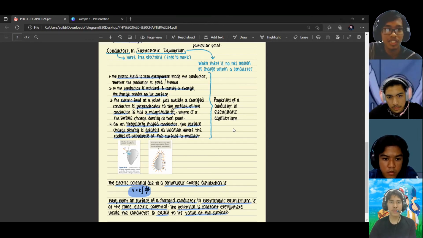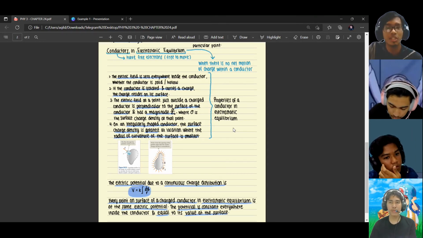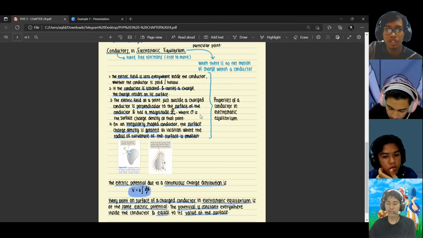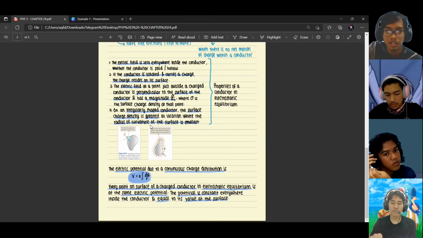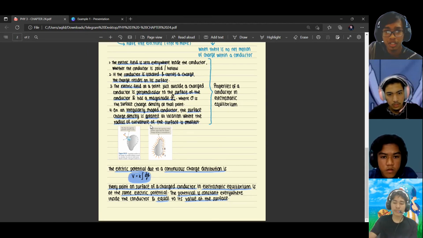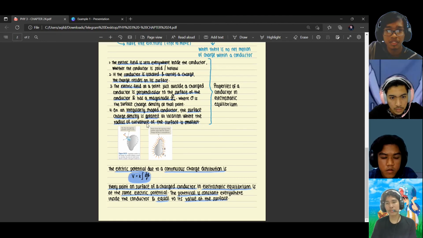The second one, if the conductor is isolated and carries a charge, the charge resides on its surface. The third, the electric field at a point just outside a charged conductor is perpendicular to the surface of the conductor and has a magnitude sigma over epsilon naught, where sigma is the surface charge density at that point. And the last one, on an irregularly shaped conductor, the surface charge density is greatest at the location where the radius of curvature of the surface is smallest.